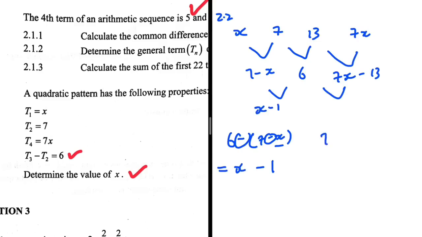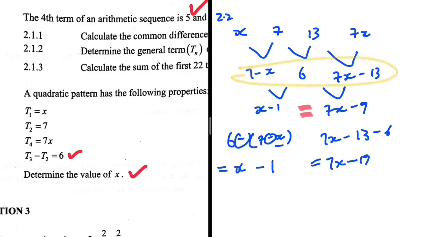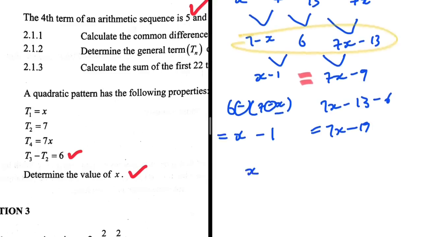And then now we're going to have 7x minus 13 minus 6. This will give us 7x minus 19. So here we have 7x minus 19. And these two are equal to each other. They're equal to each other because that's the second common difference of a quadratic, or the difference of the arithmetic, which is formed by these terms, however you look at it. But ultimately, we're going to have x minus 1 being equal to 7x minus 19. This is minus 19 and not minus 9.